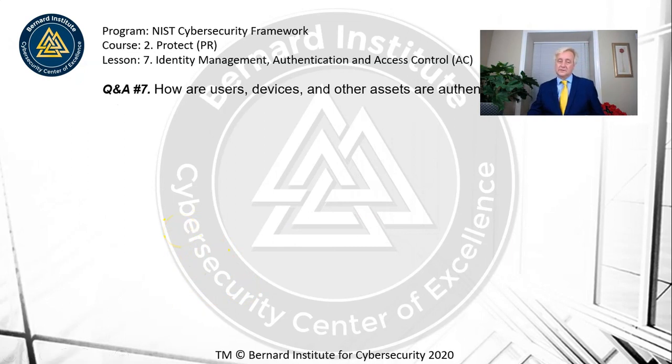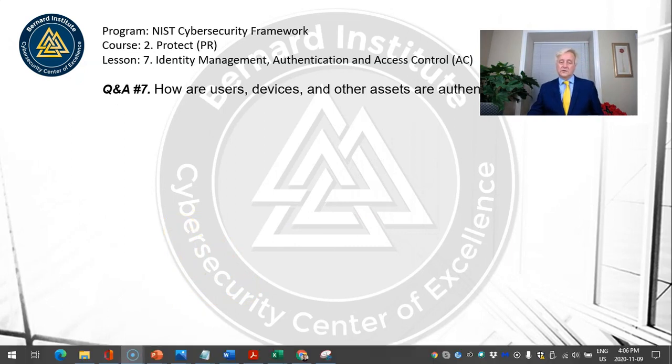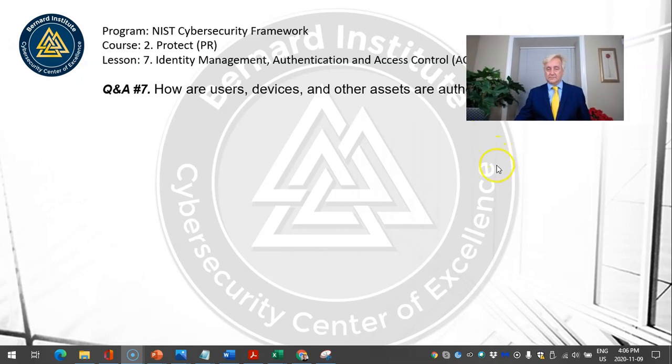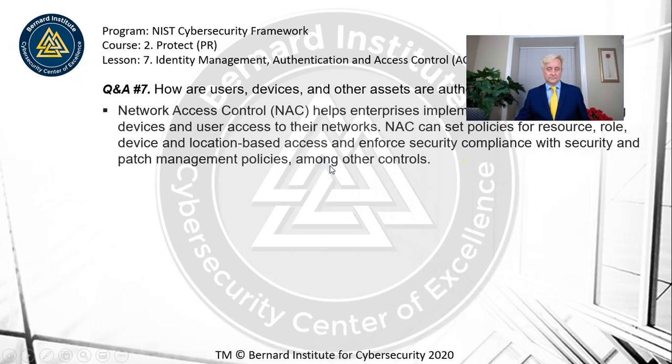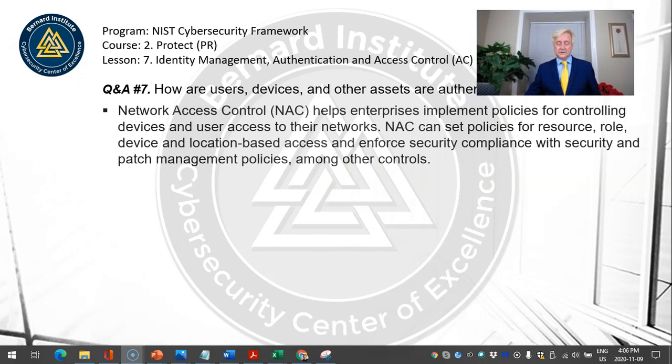Question number 7, continued. How are users' devices and other assets authenticated? Well, network access control is one of the best ways to do this. It will look at the devices that are trying to log in, and check their IPs and their machine codes to make sure they are who's been authorized. That means somewhere in the infrastructure, someone is keeping track of your device and the codes on it, the serial numbers, in order to authenticate that device.